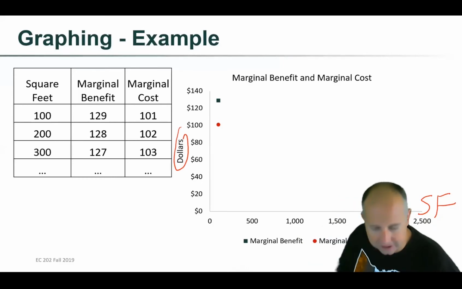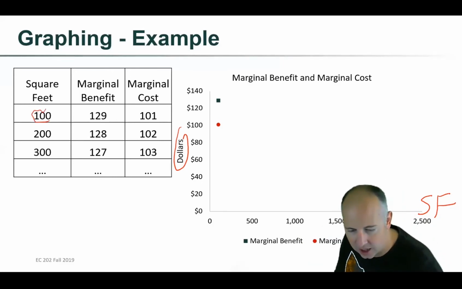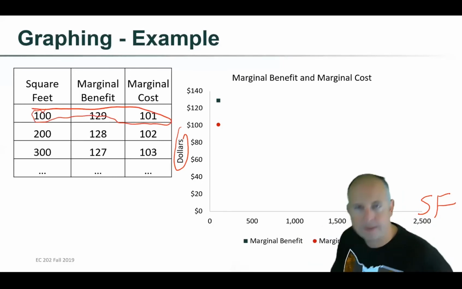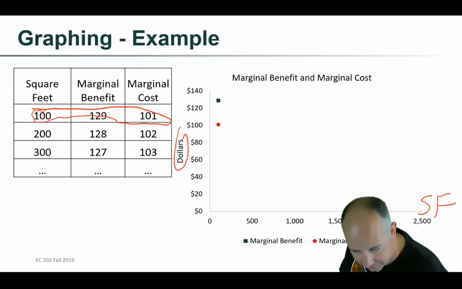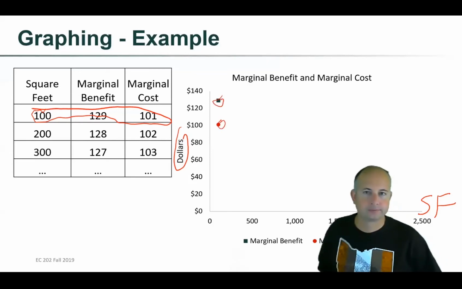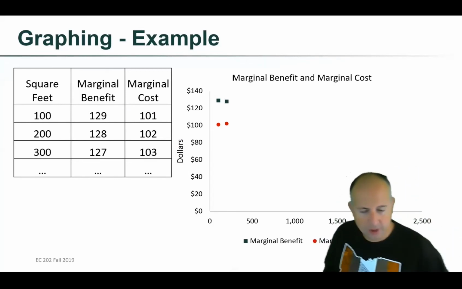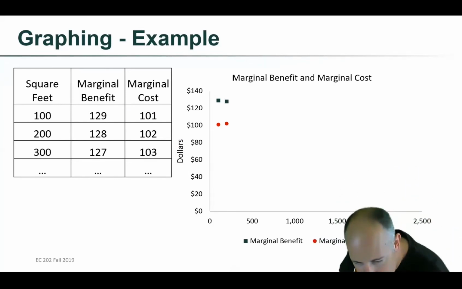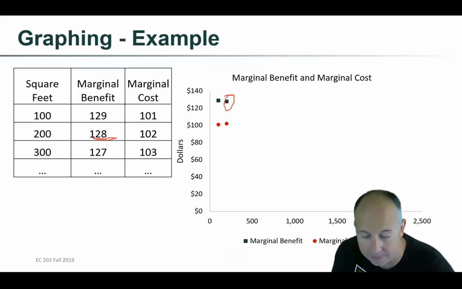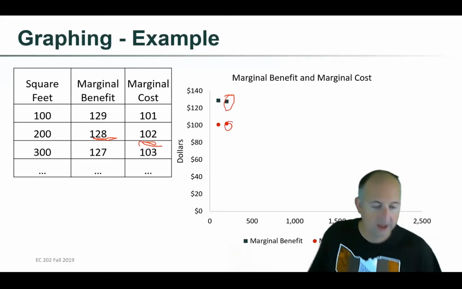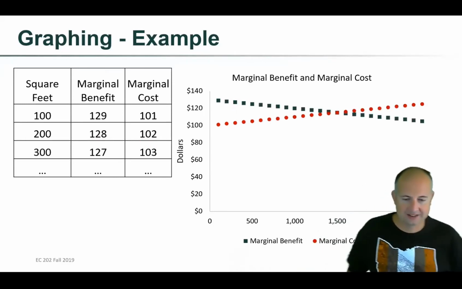And let's start graphing. First we see that at 100 square feet, marginal benefit is 129. Marginal cost is 101. So we have our marginal benefit here, our marginal cost here. And we'll go now to 200 feet. Benefit goes down just a little bit to 128. Cost goes up just a little bit to 102. And we can keep this up and draw all those dots.